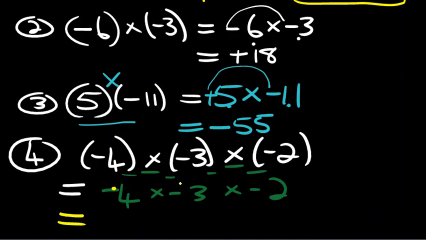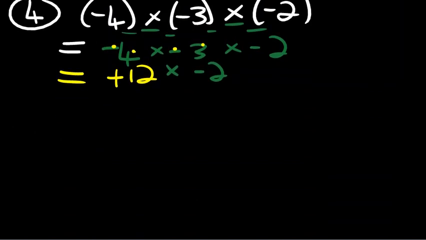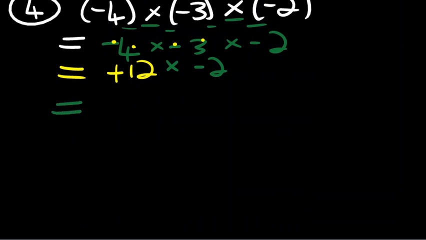Okay, so it's a negative times a negative. We know it's a positive, and then it's 4 times 3, and that is 12, and then you have that times negative 2. So just move this a bit down. So then you will have positive 12 times a negative 2. So positive times a negative, the signs differ, so you will get a negative. So negative, and then you have 12 times 2, and that is 24. And that's your answer, and that's how you do multiplication of integers.